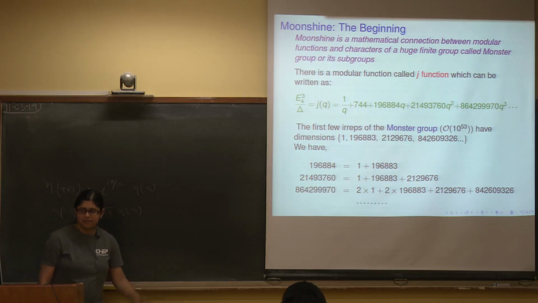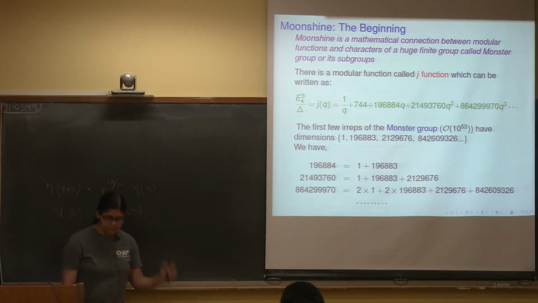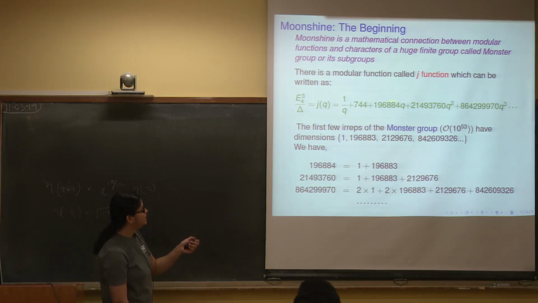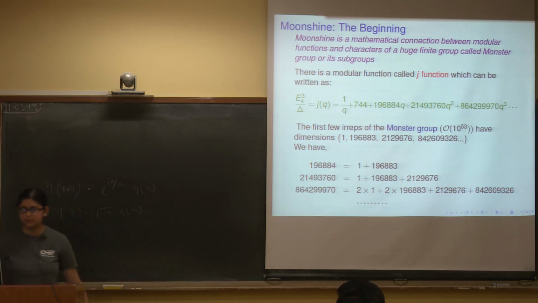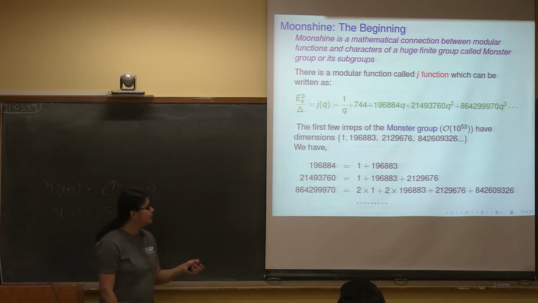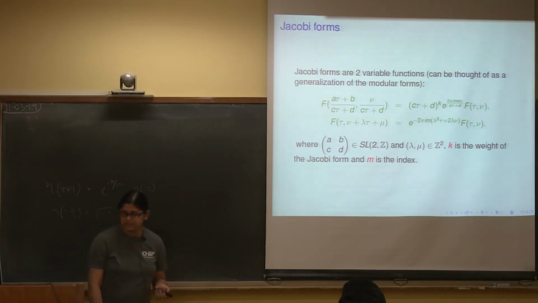So basically, the first example of Moonshine was seen in this form, which was called the J function, and if you Fourier expand this J function, then these initial coefficients of q, q squared, and q cubed could be written in terms of the dimensions of irreps of the monster group, which is a huge group of order 10 to the power 53. And this was the first example where we saw this.